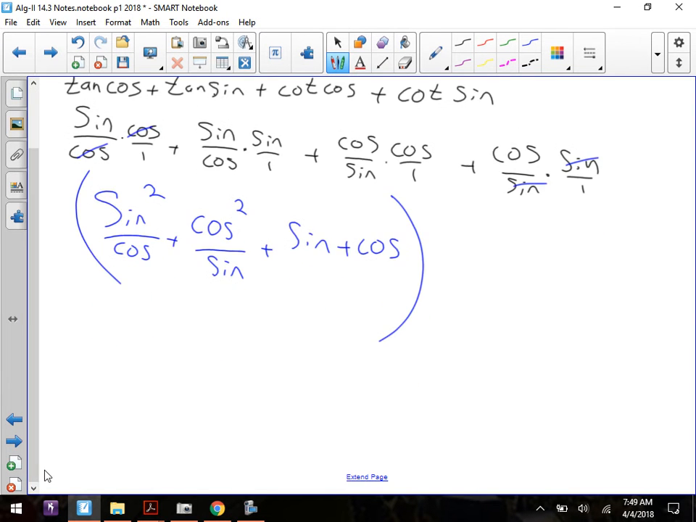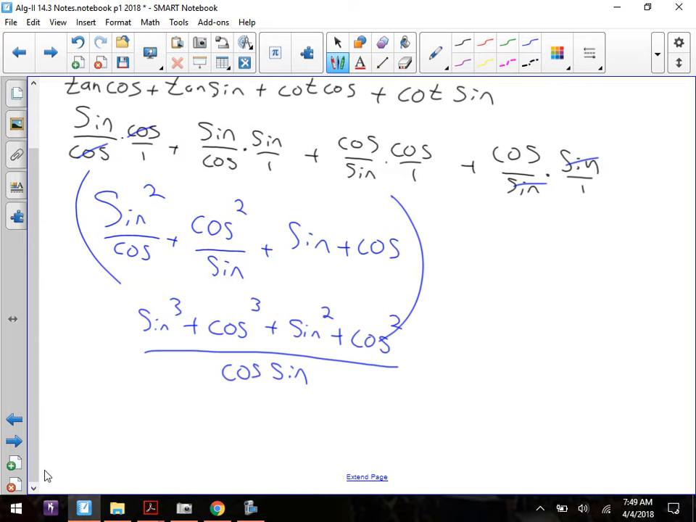So I wind up with: needs a sine, needs a cosine, needs a sine, needs a cosine. Oh, sorry, needs one of each. Excuse me, got ahead of myself there. So this would be a sine squared cosine plus cosine squared sine. Okay.